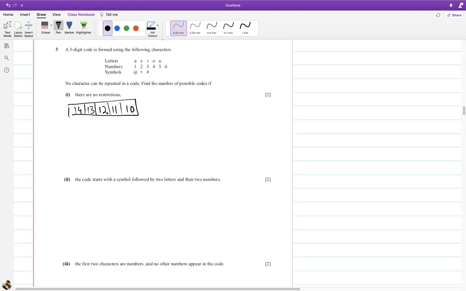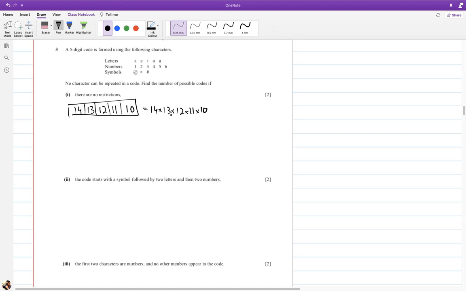What do I mean by options? Basically, you can choose any of the 14 for the first one. But once you have chosen that, then you can choose any of the 13. You have just one option left over. So this is the product. You're going to get 14 times 13 times 12 times 11 times 10.